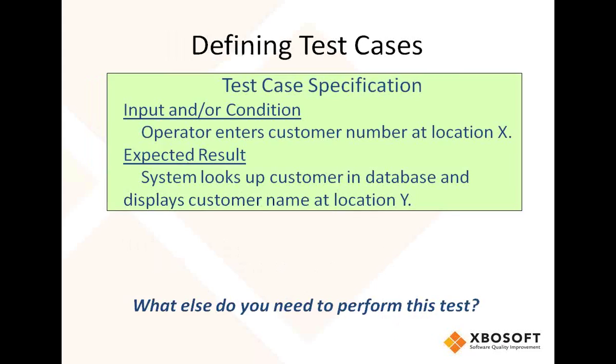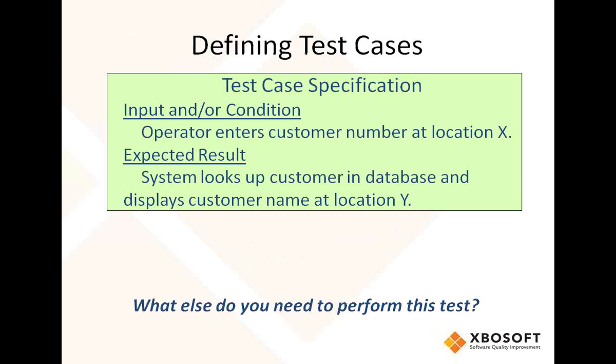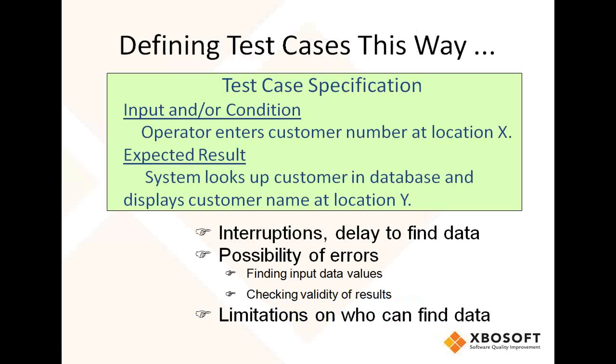So a test case, as we said, is an input or inputs and/or conditions, and expected results. For instance, inputs: the operator enters a customer number in this location over here. Expected result: the system looks up the customer in the database and displays the customer name in that location over there. Well, what else do we need to carry out that test? We need data values. Now, many people have test cases in this format, and what that means is that as they're executing the tests, they have to keep interrupting their train of thought to identify the data values. That creates each thing as an exception, so that increases the likelihood of errors. And maybe only particular people can find the data. Maybe you can, or maybe you need somebody else.